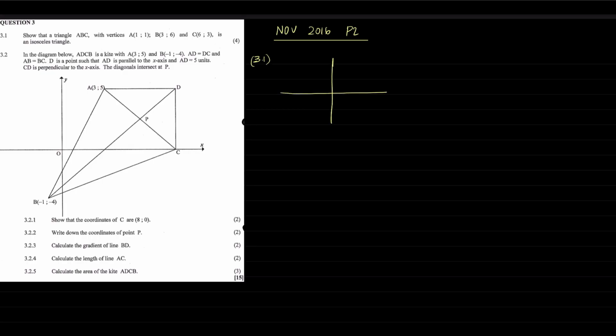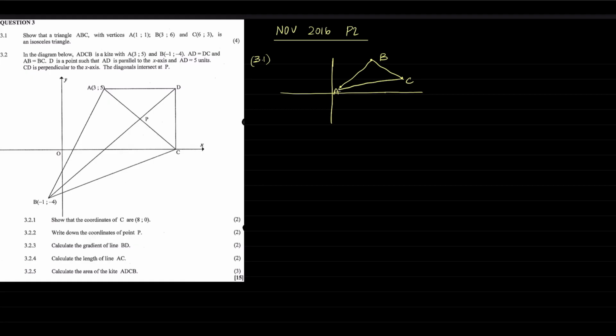So A is 1 and 1, so approximately there. B is 3 and 6, so somewhere there. And then C is 6 and 3, so somewhere here. Again, I'm just estimating.